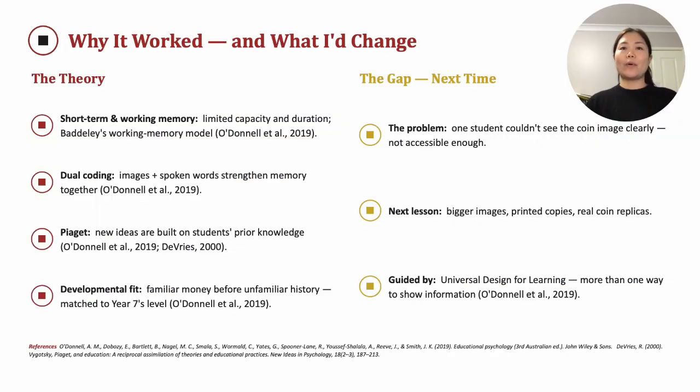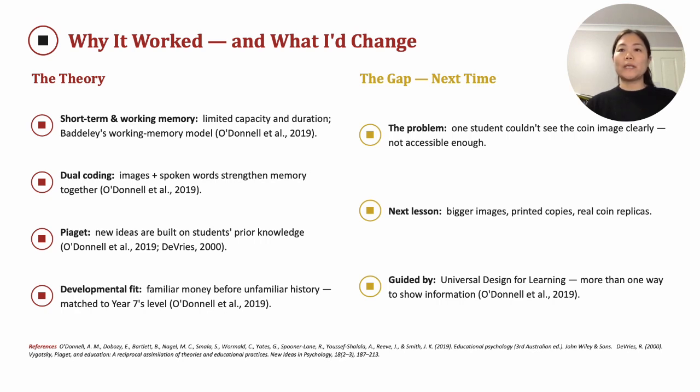This step-by-step order matters. New information first goes into short-term memory. It does not last long, and it cannot hold much. Showing one resource at a time kept cognitive load low and gave the information a better chance to move into long-term memory. Pictures plus my talking also use dual coding. Words and images work together in memory this way.